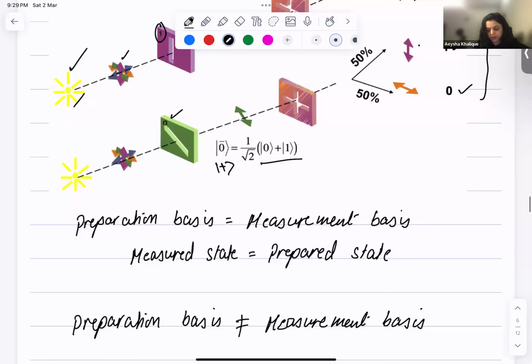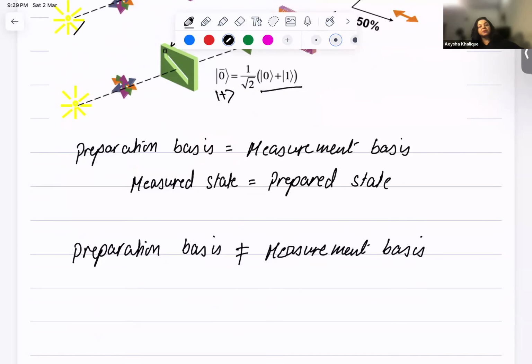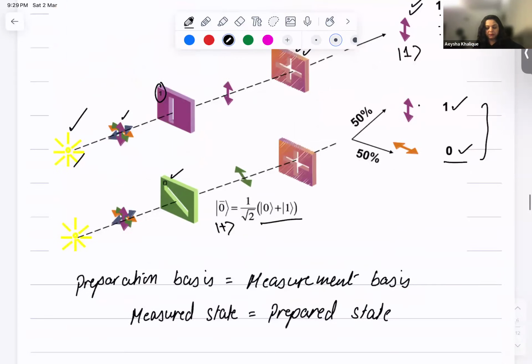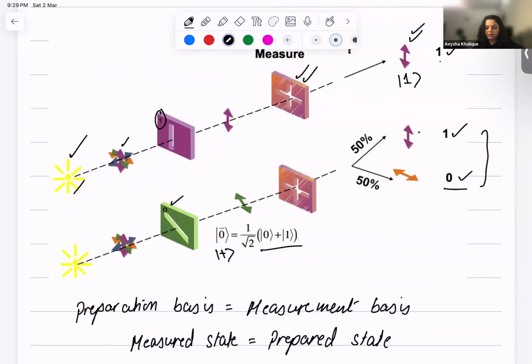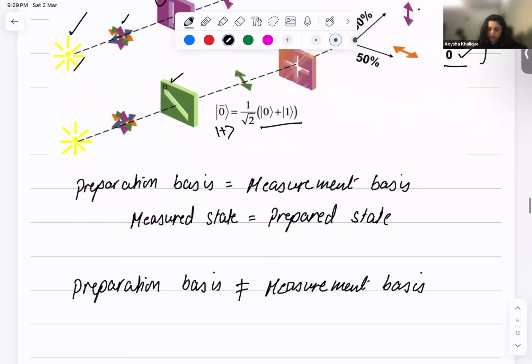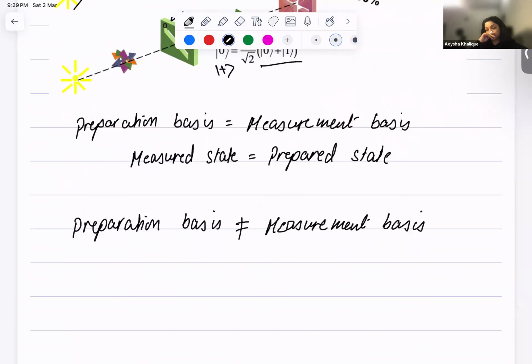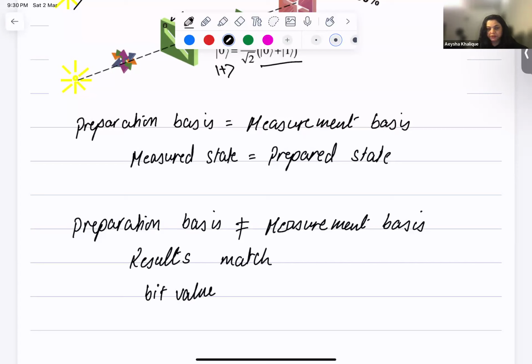As you say, you prepared the bit value 0, and you get the bit value 0 only 50% of the time in the end, right? And this is true for all 4 combinations. If you had prepared the horizontal one over here, it would have been the same result. You would have got the bit value 0 for the horizontal one, and the same would have been the case with the second one. So whenever the preparation basis does not match the measurement basis, the bit values match only 50% of the time.